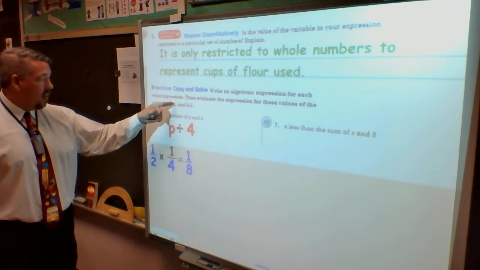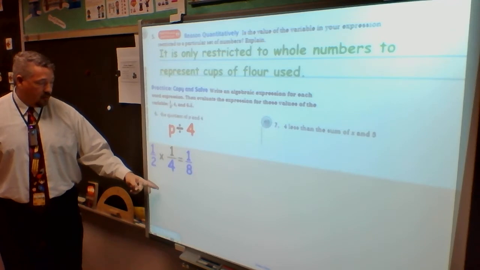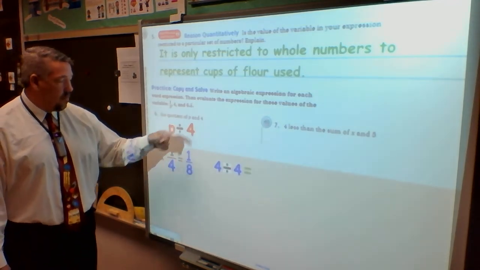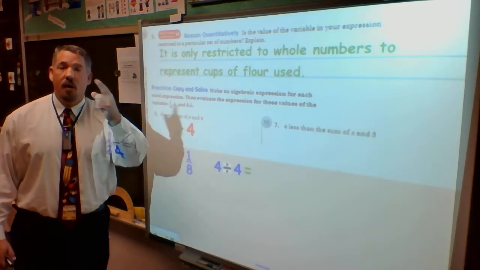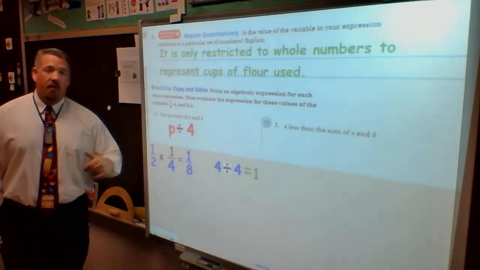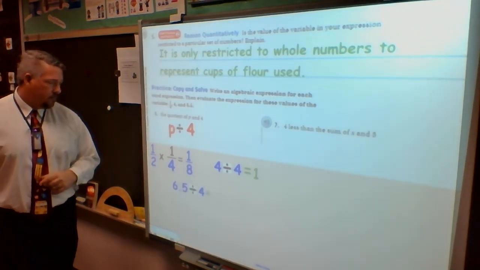So now I'm going to plug in 4 for P. I'm going to rewrite my new expression over here, so I'm going to have 4 divided by 4. 4 divided by 4, that's pretty easy. That was the end of 3rd grade and all of 4th grade. A number divided by itself is 1, so I know 1 is my answer, and I'm good to go.